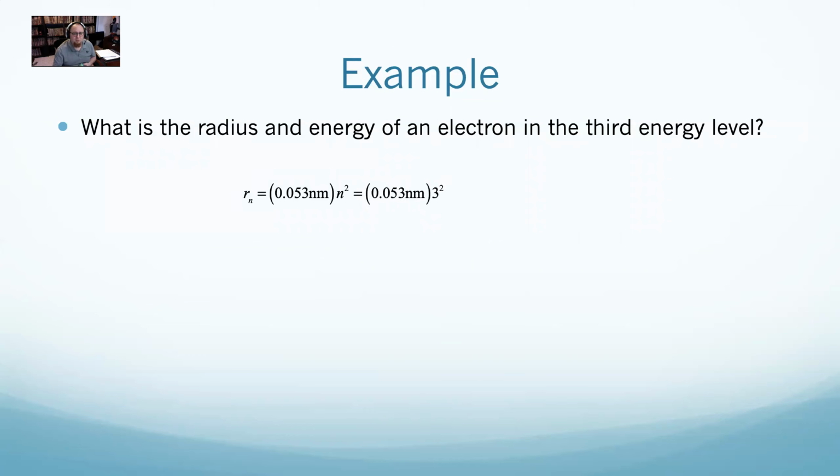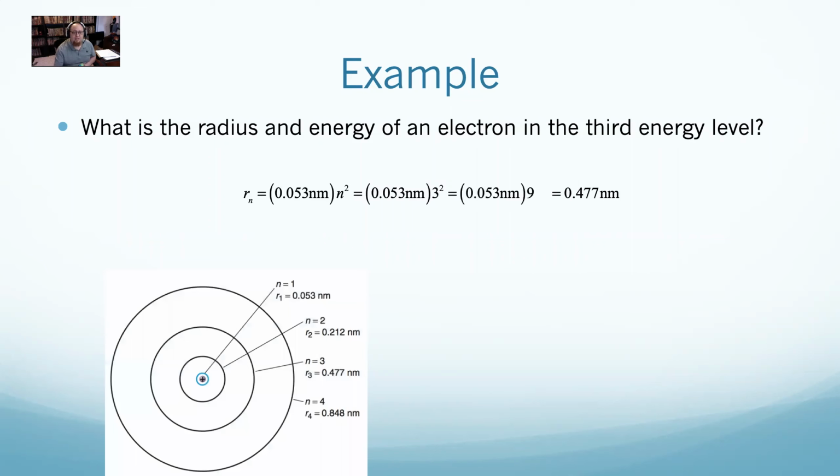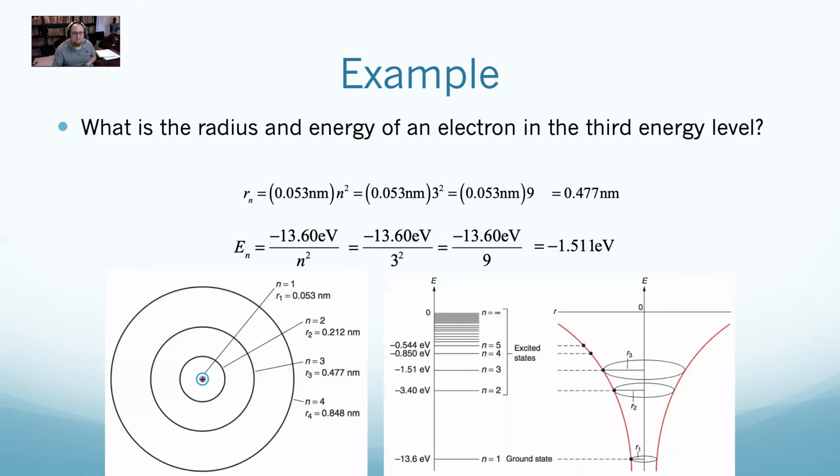So you just do 0.053 times n squared. Third energy level, n equals 3, which is 0.053 times 9. That's the radius. If you want to know the energy of an electron in that energy level, the energy is negative 13.6 eV over n squared. Or negative 13.6 eV over 3 squared, where 3 squared is still 9. That's the energy.